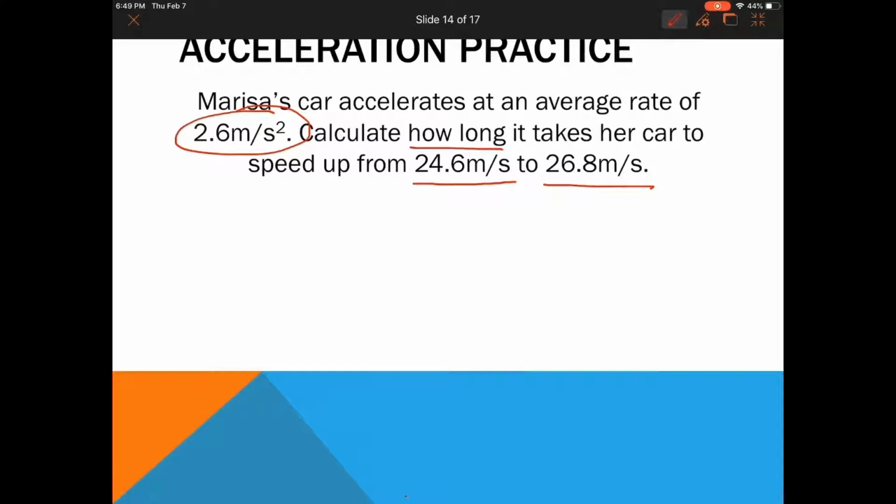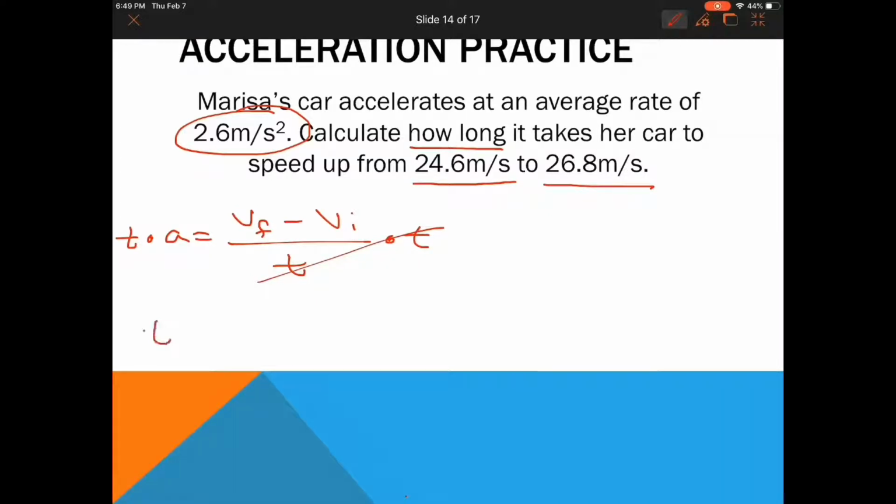So we need to rearrange our equation. Acceleration equals v final minus v initial over time. Well, the first thing we're going to have to do, since time is in our denominator, is multiply both sides by time.